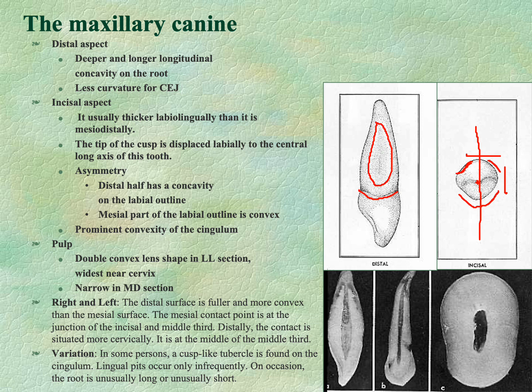The pulp looks like a double convex lens shape in labiolingual section, and it's widest near the cervix. As you can see, it looks like a double lens. In mesodistal section, as you can see, it's narrow and ovoid in cross section.